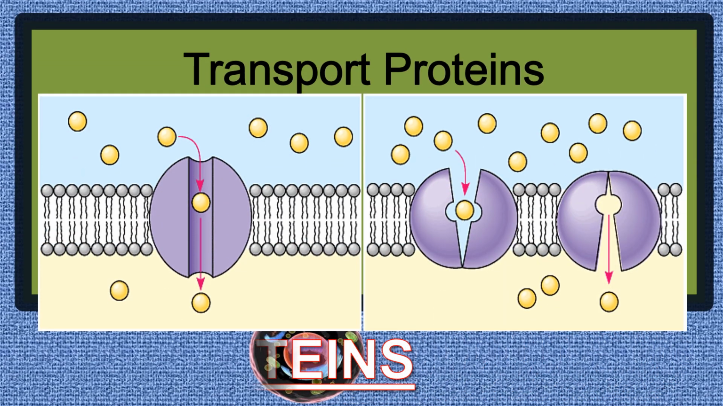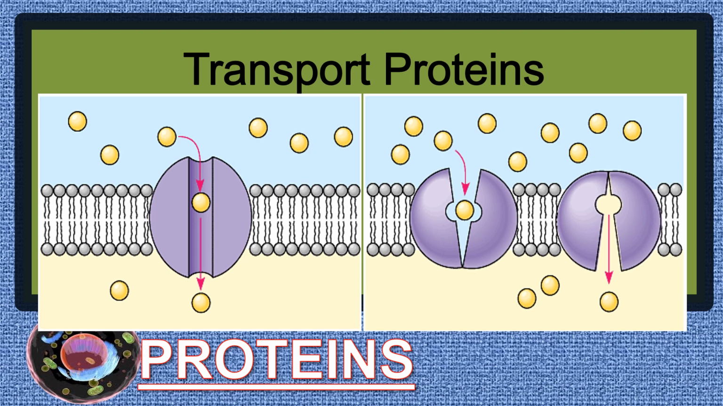The integral proteins involved in facilitated transport are collectively referred to as transport proteins, and they function as either channels for the material, represented by the left picture, or carriers, represented by the right picture. In both cases, they are transmembrane proteins. So channels are specific for the substance that is being transported. They are either open at all times or they are gated. Take note that the gate controls the opening of the channel.